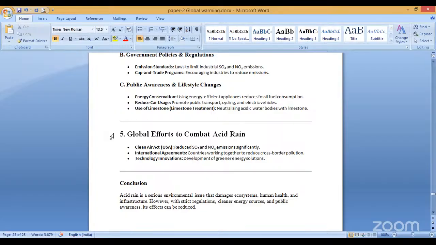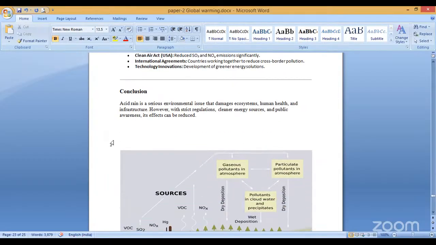Then coming to the conclusion of acid rain. Acid rain is a serious environmental issue that damages ecosystems, human health, and infrastructure. However, with strict regulations, clean energy sources, and public awareness, its effect can be reduced. Okay, this can be the conclusion of this one.